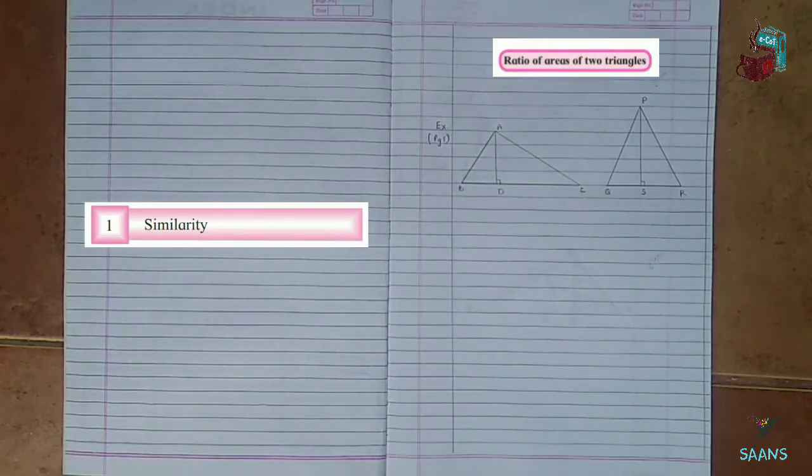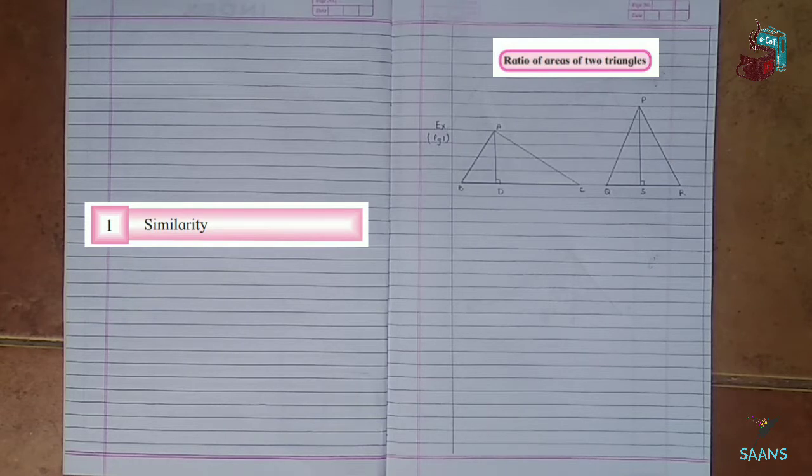This is your chapter 1, that is similarity. We are going to start with the most interesting and fun formula that we are going to do, that is the ratio of areas of two triangles. Now understand, this is the ratio of areas of two triangles and not two similar triangles. And now we have to find out what the ratio is.